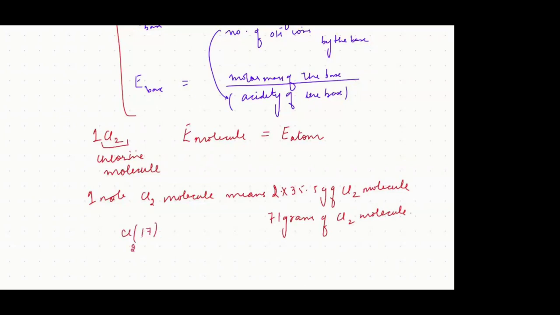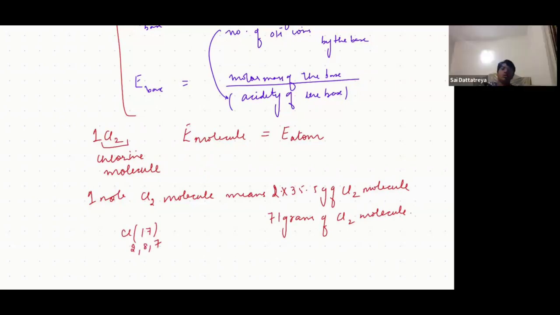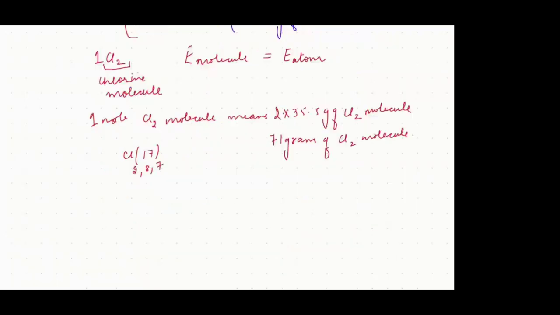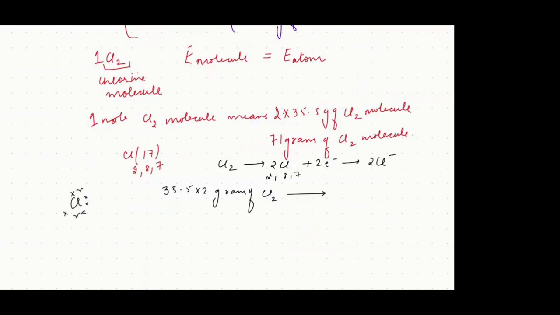So in totality, if we talk about one chlorine atom, the atomic number is 17, so the configuration is going to be 287. Yes or no? You have to understand that 35.5 times 2 grams of chlorine molecule would gain how much? Because chlorine molecule Cl2 will break down into 2 chlorine atoms and every atom will have a configuration of 287. So shouldn't it gain 2 electrons to make 2 Cl negative? Because every chlorine has to gain 1 electron.